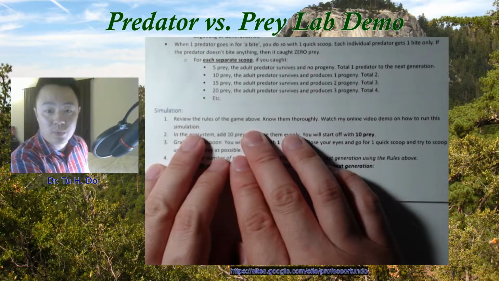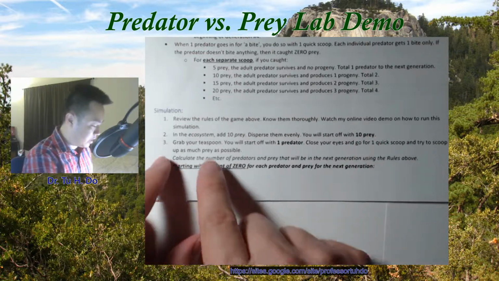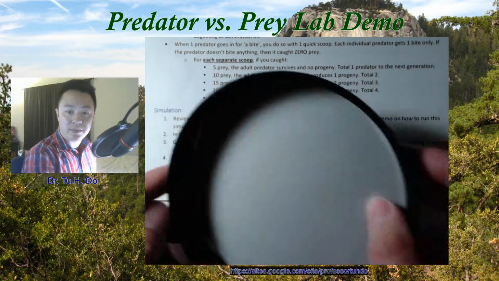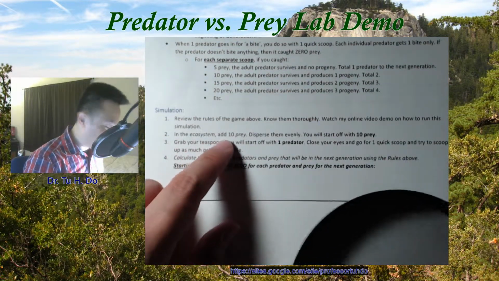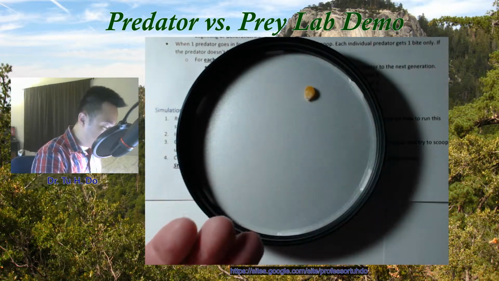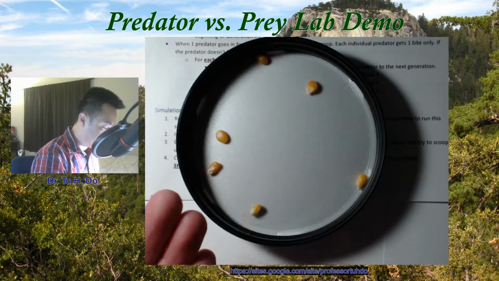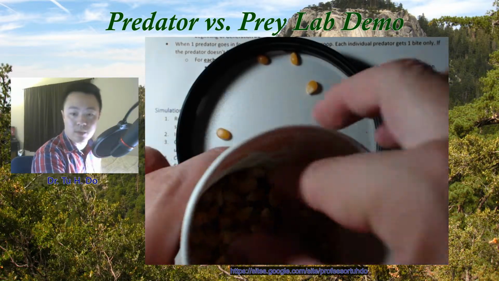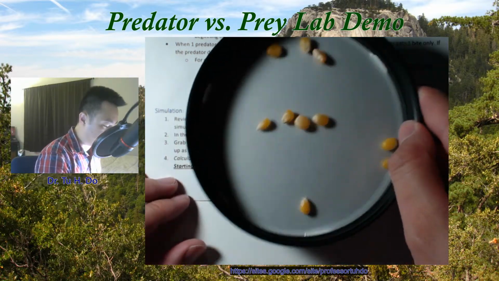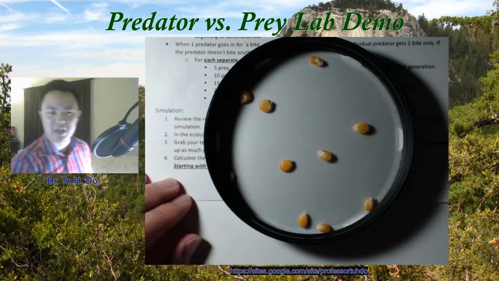So step number 1, review the rules of the game. And of course, you're watching this online video, so again, you're pretty good. Now in the ecosystem, let's go ahead and get started. I've got an empty ecosystem and it says you want to start off with 10. So here I have my ecosystem. So 1, 2, 3, 4, 5, 6, 7. Let's grab some more. 8, 9, and 10. That's how many has to start in my ecosystem. Make sure they're evenly distributed around, okay? Okay, that looks pretty even to me.